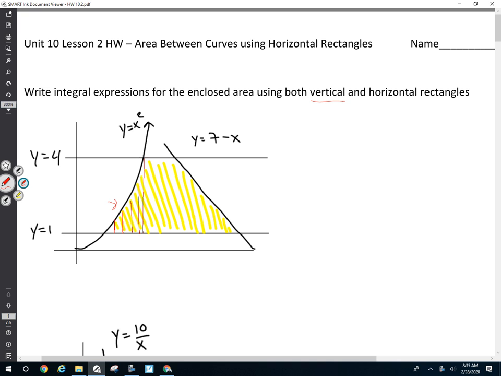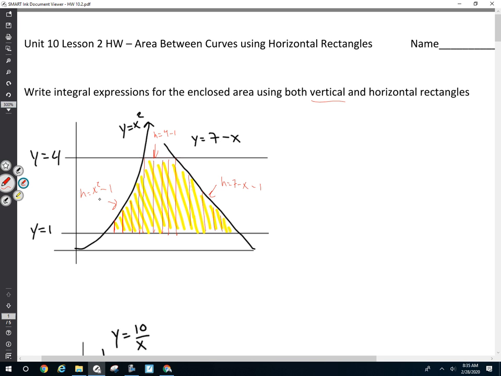these rectangles right here have a height that is x squared minus the line y equals 1. This distance, x squared, minus this distance, 1. But then I go here, and all of a sudden the height has changed. The height of this rectangle is just the 4 minus the 1. We are not going all the way up to the x squared. And then I get here, and we change again, and the height is now the 7 minus x minus the 1.